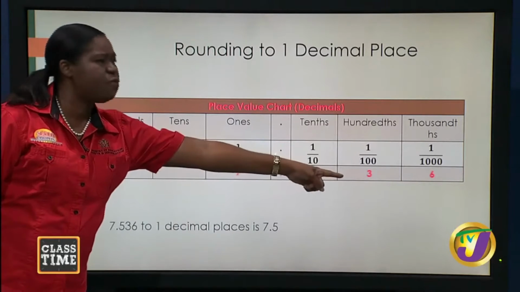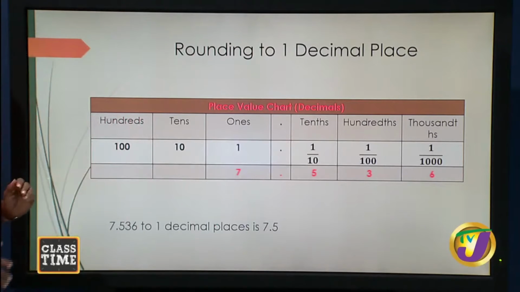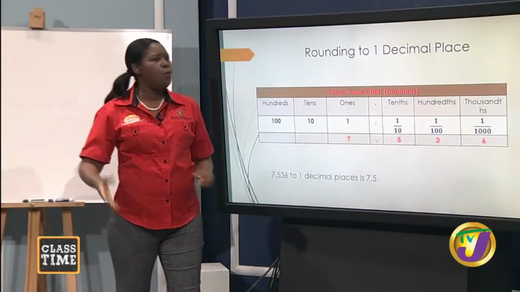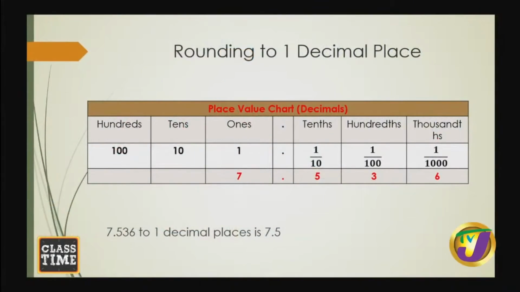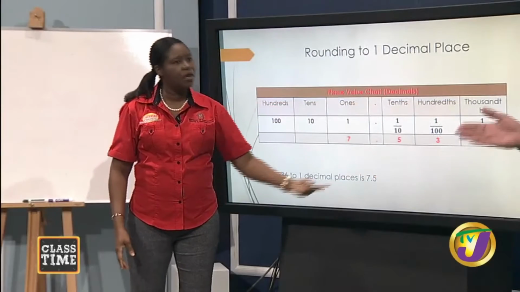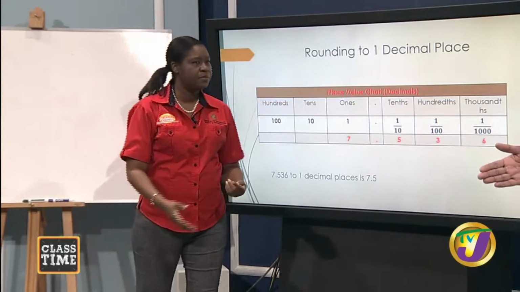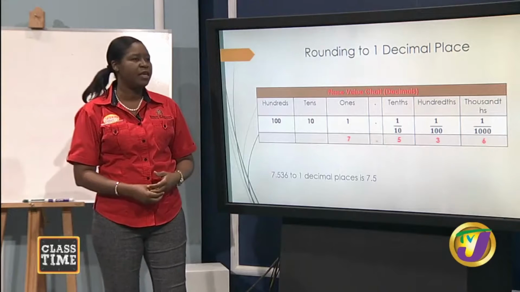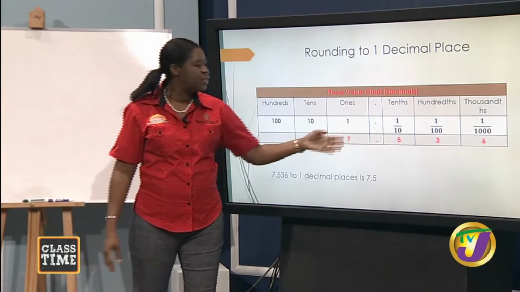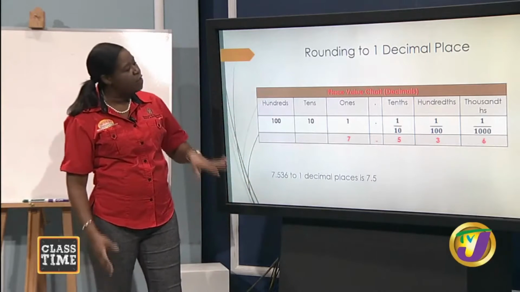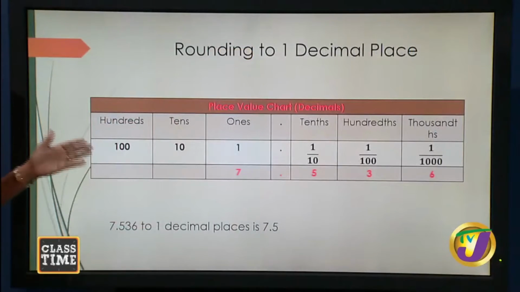However, if this 3 here was, say for example, 5 or more, we could round to the next place amount, which would be 6, because it would be closer to the next tenth. So think of it as on a number line, right? 5 would be halfway between the tenths.